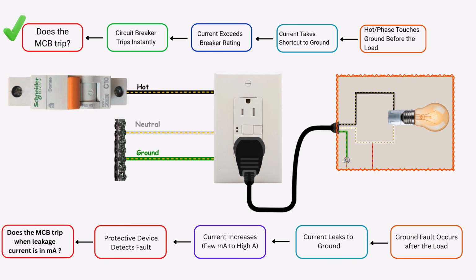However, because some current is leaking out through the ground instead of fully returning, the circuit now has an imbalance. The MCB will not trip. For this minor leakage, the RCD, GFCI, or ELCB detects that minor difference in current, even a small 30 milliamp leakage, and immediately trips the power.